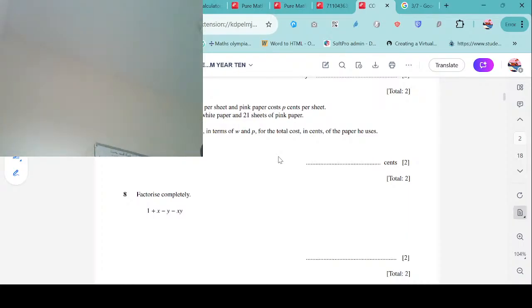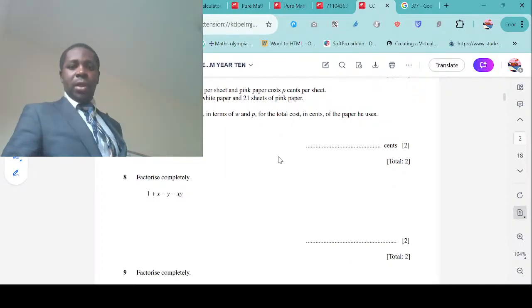This is straightforward. If the cost of white paper is W cents per sheet, then how much will the 56 sheets cost? That will be 56 times W. Then, if the cost of ink paper is P cents per sheet, how much will 21 cost? That will be 21 times P. So the total cost will be the sum of the two costs, because there are two different items. So you just write it out like that and get your 2 marks.